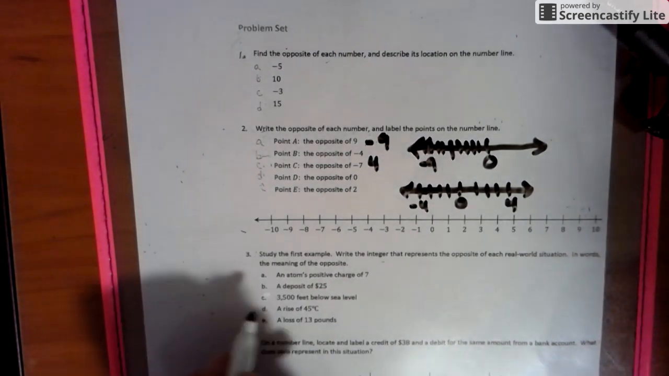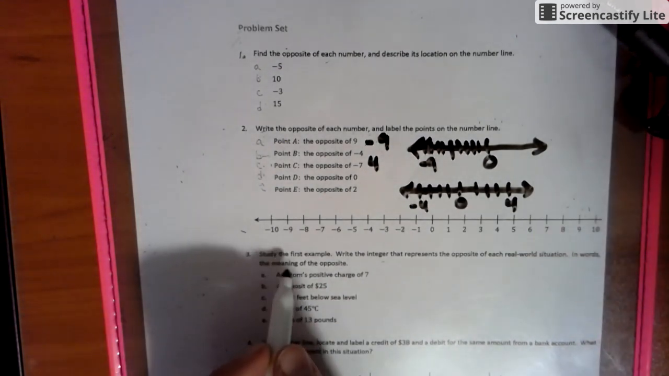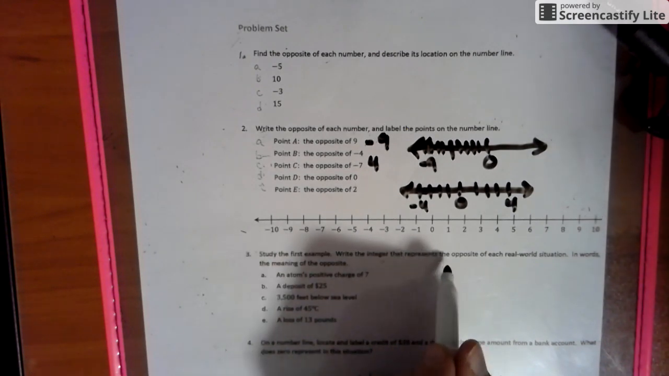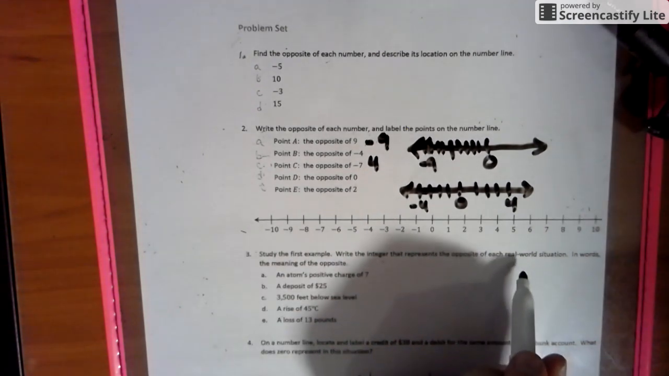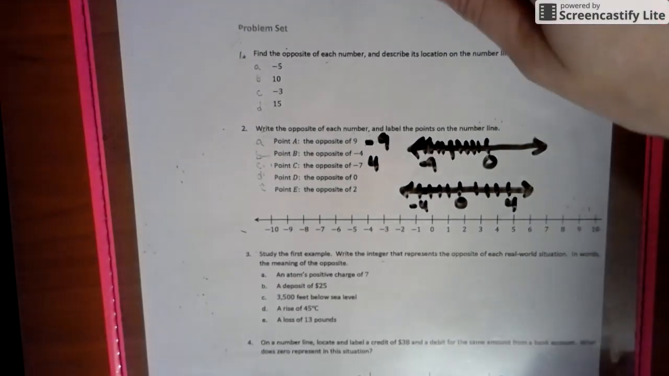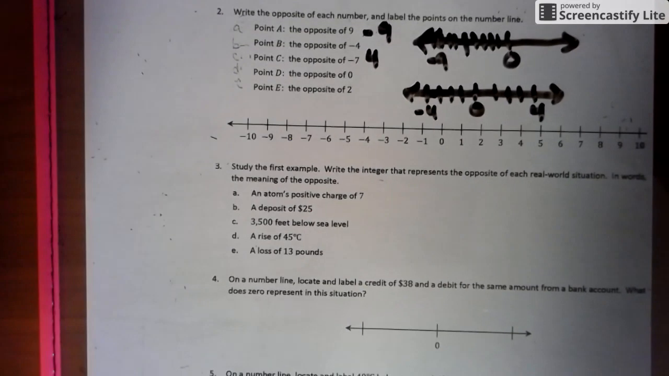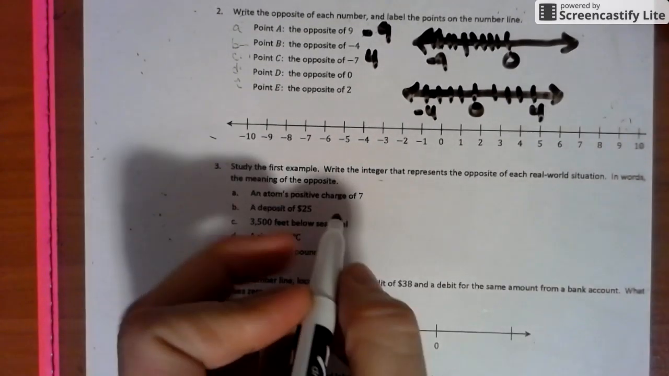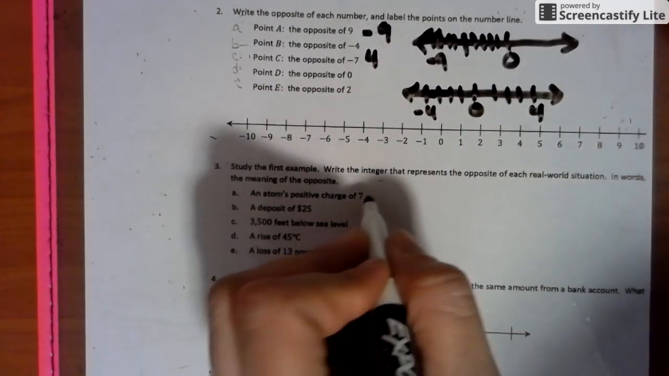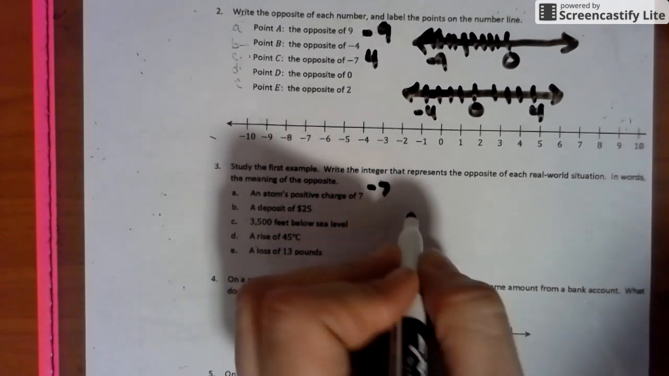Okay. Now, if we look down here, it says, write the integer that represents the opposite of each real-world situation. So I'm going to bring this in a little closer because it looks pretty far away to you guys. Okay. An atom's positive charge is 7. So we know that the opposite is a -7.